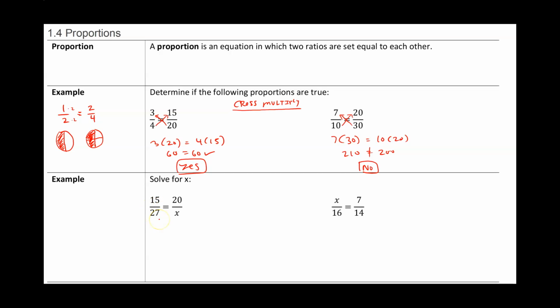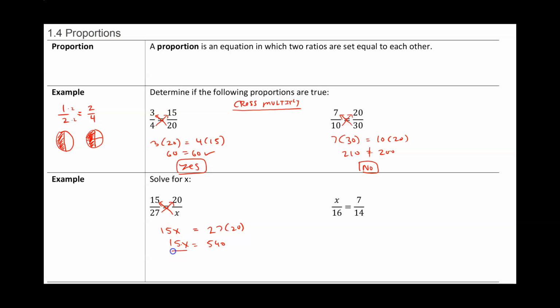Let's take a look at the next one. We want to solve for x. So same thing, we're going to cross multiply to solve any proportion. We have x times 15, which is 15x, equals 27 times 20. And so we need to figure out what 27 times 20 equals. That equals 540. So we get 15x is equal to 540.